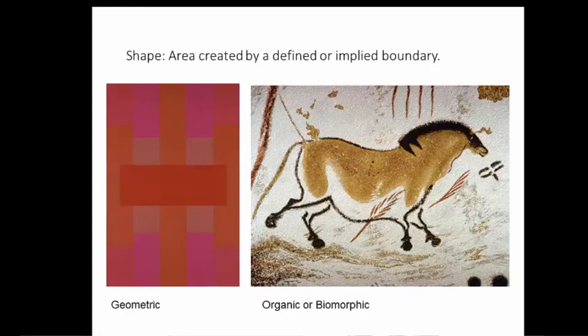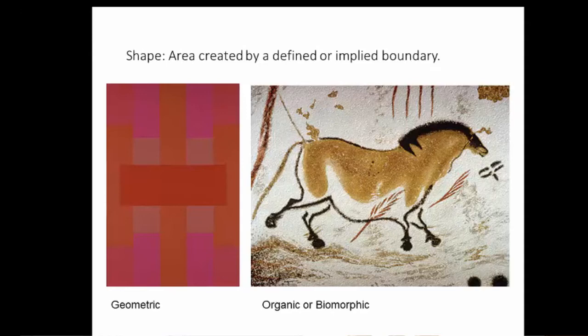Our next element we want to look at is shape. And there are two basic shapes that we want to talk about today, and it is the geometric shape and the organic or biomorphic shape. The geometric shape uses straight edge or evenly curving lines, whereas the organic or biomorphic shapes create an irregular shape that uses uneven curves.